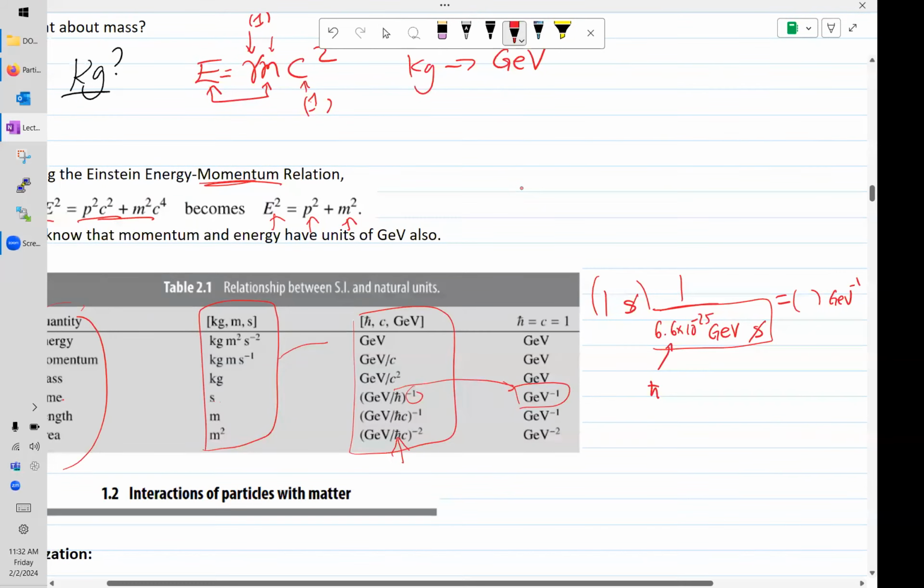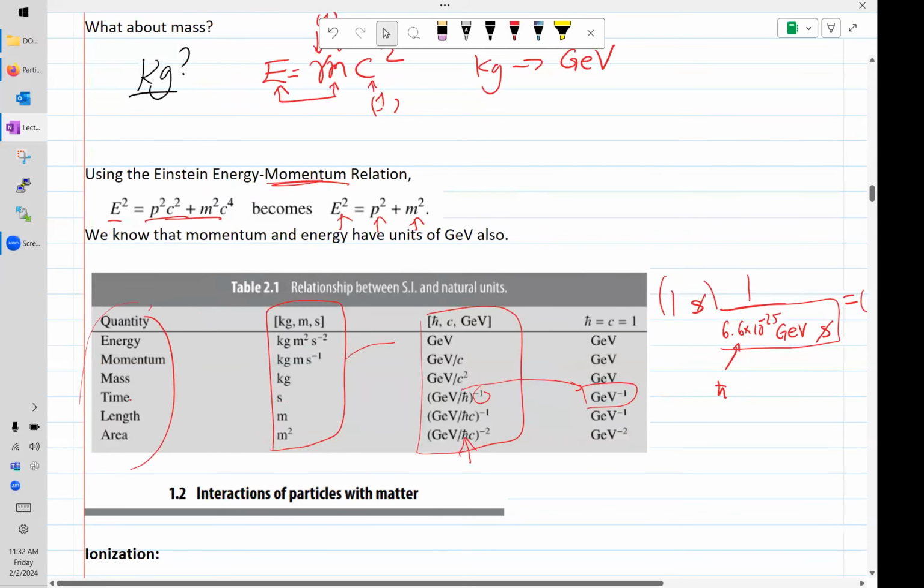So this table is super useful whenever you want to convert units. Basically, look at that table, and that's what you multiply by in order to convert it. Okay.